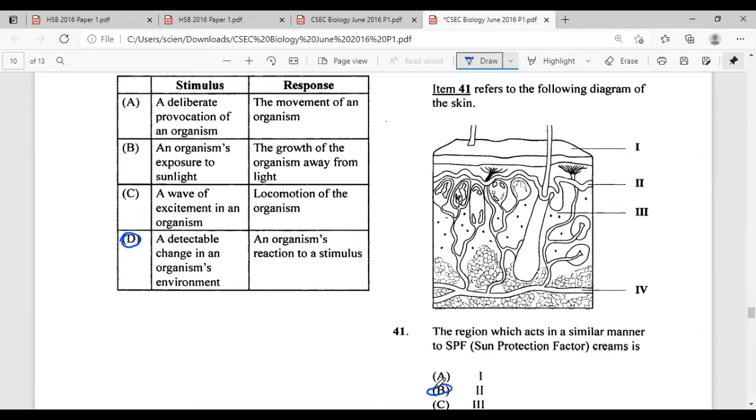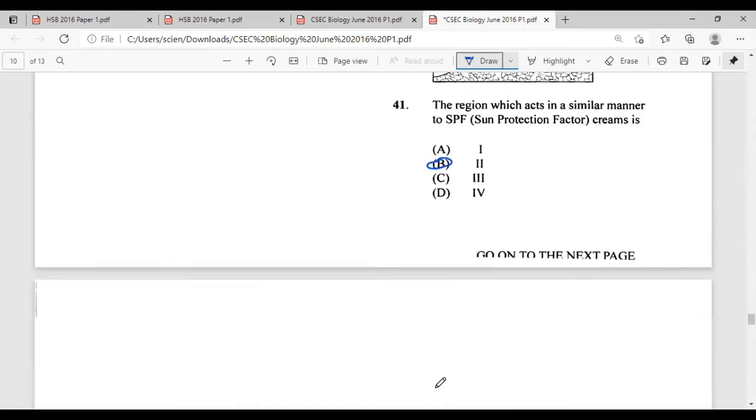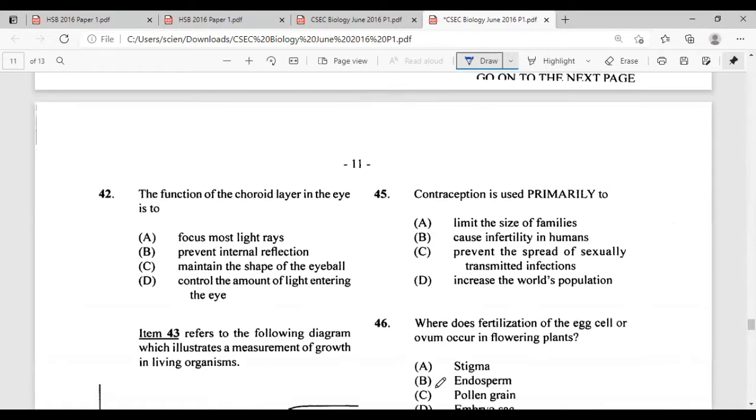Let us move on to 42. The function of the choroid layer in the eye is to A, focus most light rays, B, prevent internal reflection, C, maintain the shape of the eyeball, D, control the amount of light entering the eye. So the answer is definitely B, prevent internal reflection.